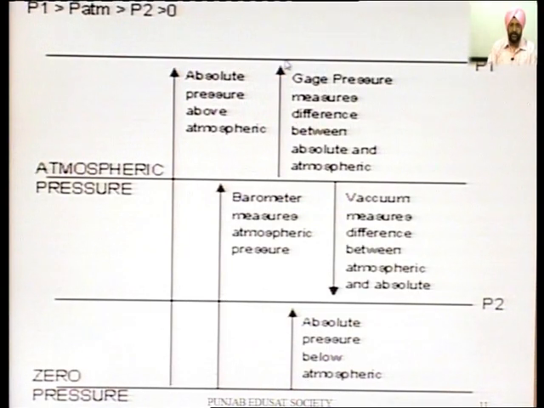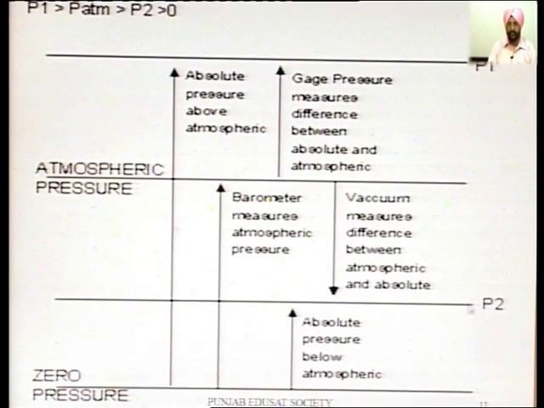This is the point where we can see the gauge pressure, and here the vacuum pressure, and we can make a relation between all these four. One more thing, P1 is the point here. It is the point which is greater than this point, P-ATM. P-ATM means the point of atmospheric pressure.